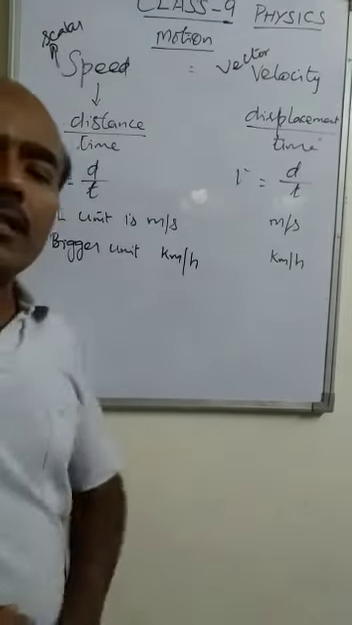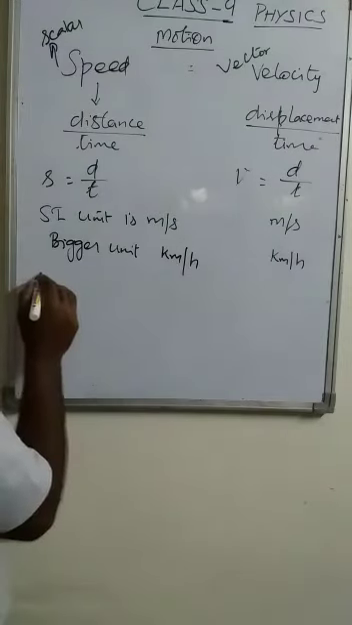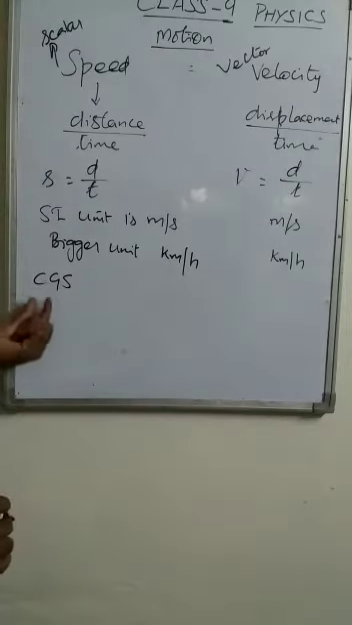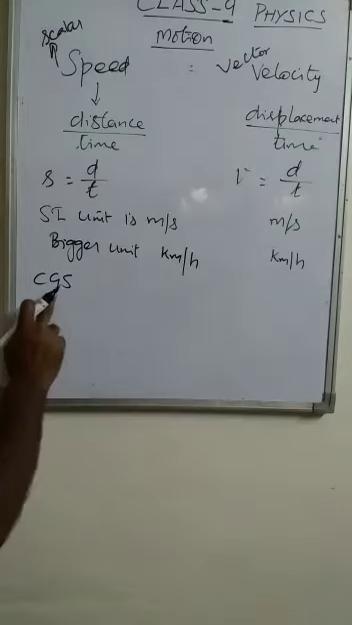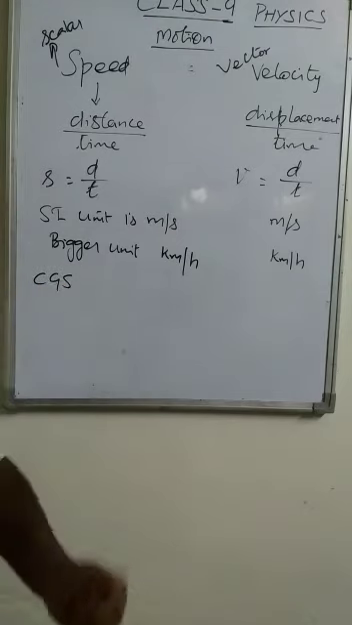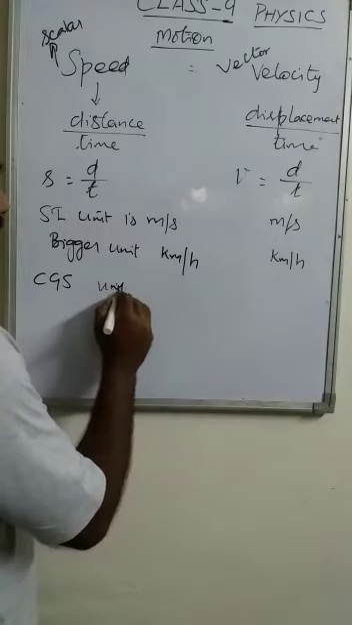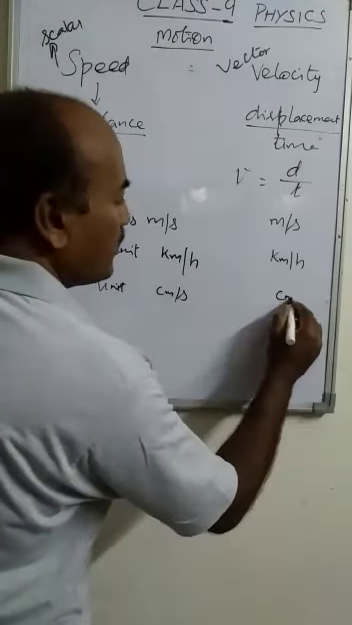But it is also measured in smaller units. The smaller unit is known as the CGS unit. CGS means centimeter, gram and second. This is one kind of system of units. Centimeter, unit of length. Gram, unit of mass. Second, unit of time. That is the CGS system of units. In the CGS system, the unit is centimeter per second. This is also centimeter per second.